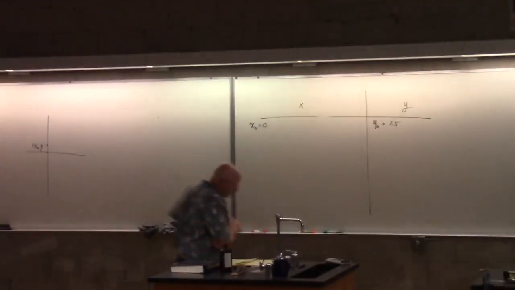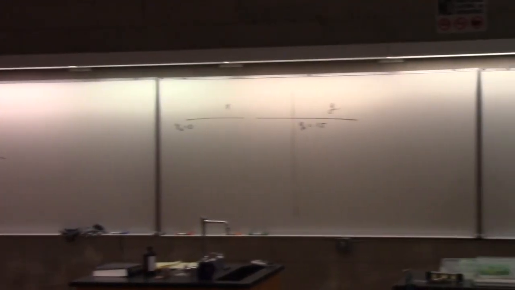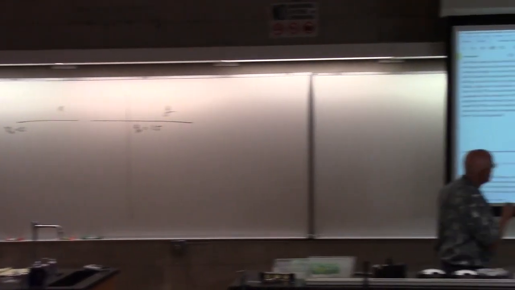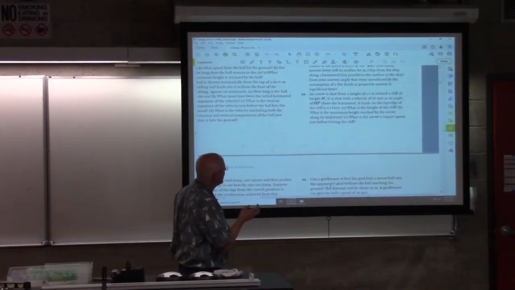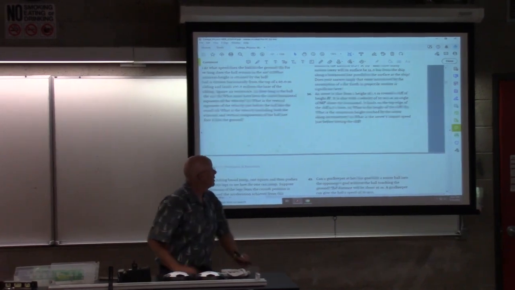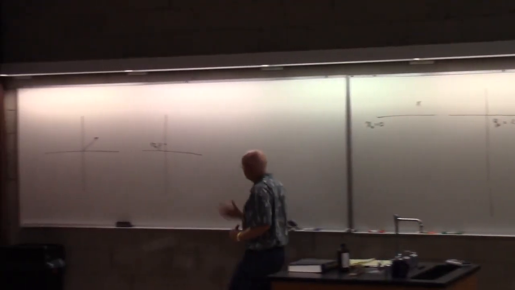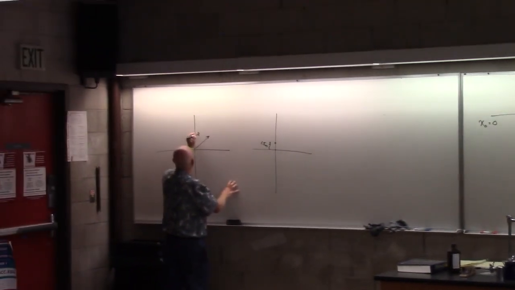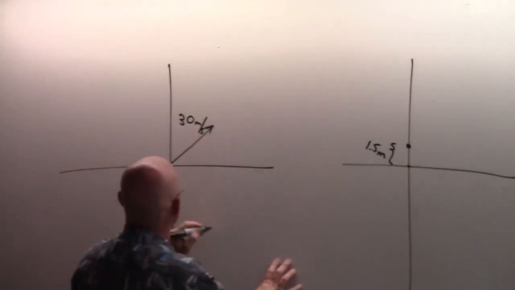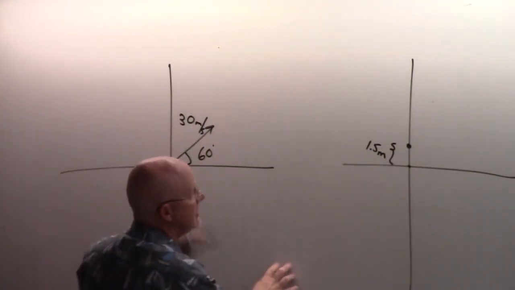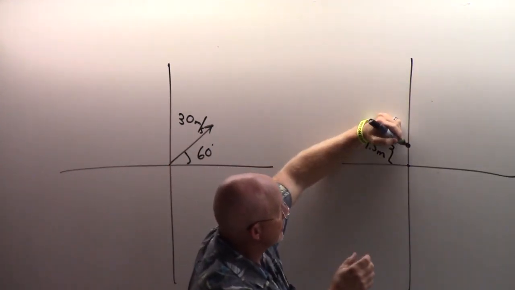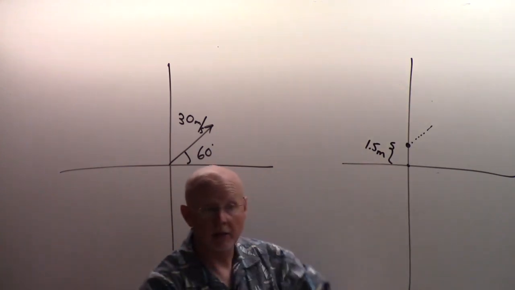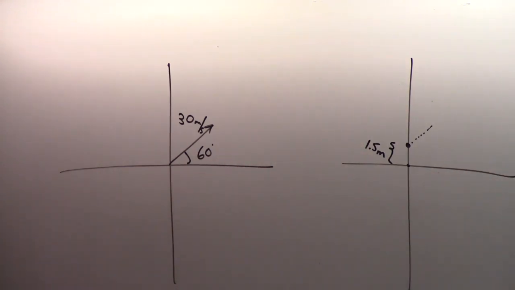All right, so moving along here, this one says, it is shot with a velocity of 30 meters per second at an angle of 60 degrees above the horizontal. So 30 is its speed. In this picture, I'm going to put the number 30 meters per second at an angle of 60 degrees. And so it's kind of starting off like this. So it's going to go something like that. Okay?